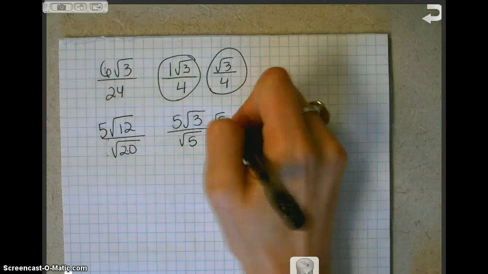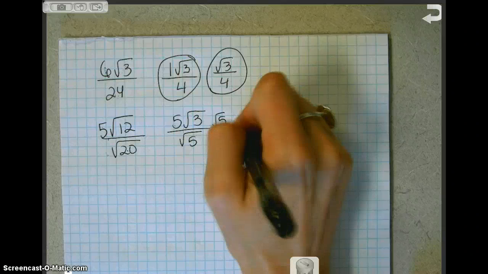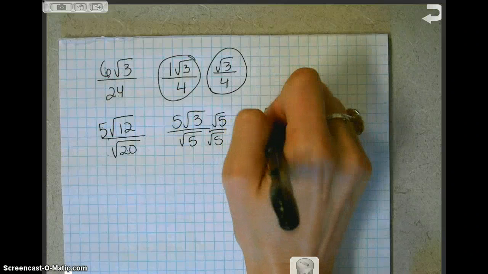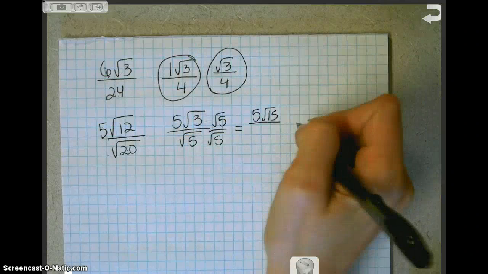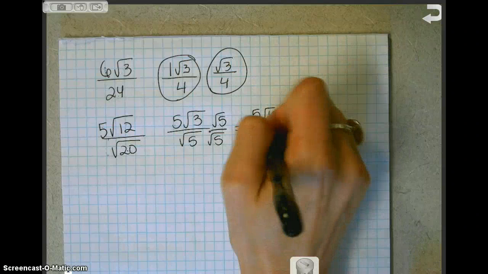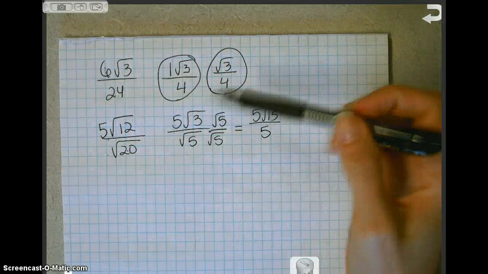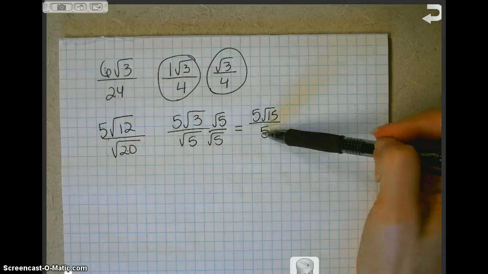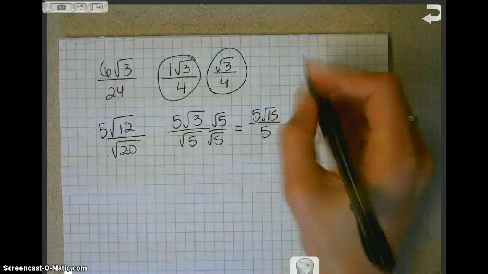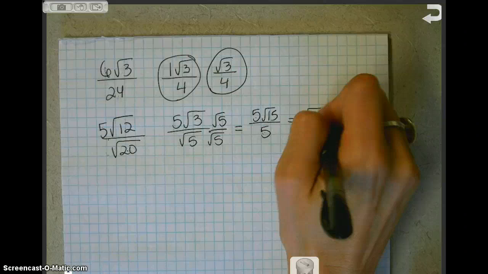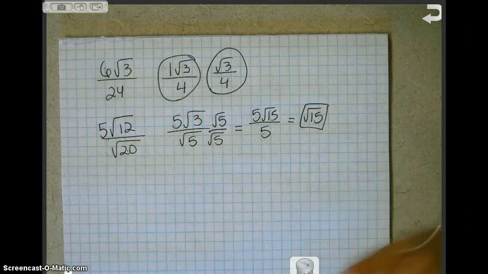So if you multiply the numerator and denominator by the square root of 5, you're going to get 5 square root of 15 over square root of 5 times square root of 5 is square root of 25, which is simply 5. Now again, we talked about simplifying these. Notice these number factors up front will reduce, and so your answer is going to be the square root of 15. So I want you guys to kind of watch for these types of things.